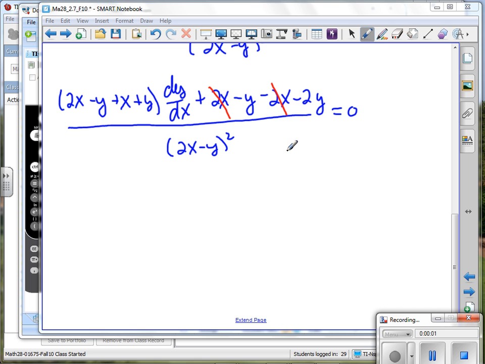What can I do, algebra-wise? Well, how about multiplying both sides by this denominator? What would happen if I multiply both sides by this quantity? What do I then get?